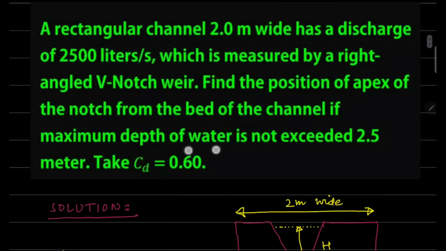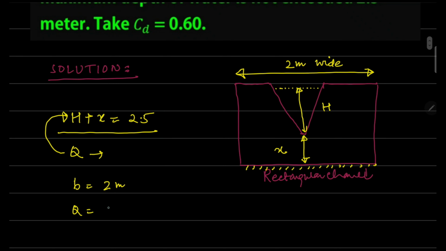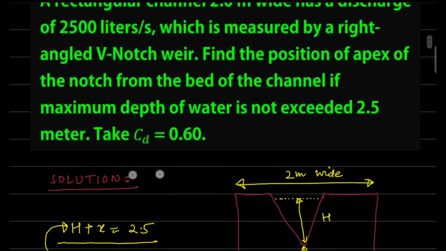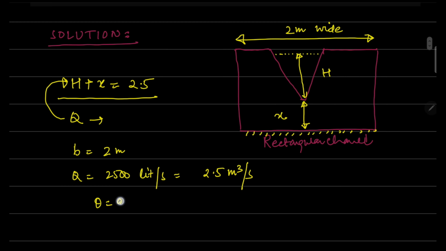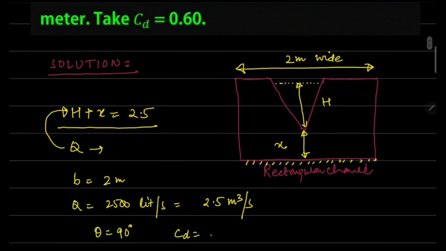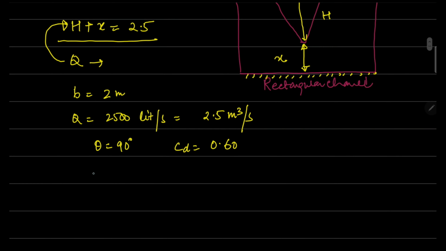The next thing it says is that it has a discharge of 2500 liters, so Q is equal to 2500 liters per second. That means 2.5 meter cube per second. Find the position. It is a right angle notch, so theta is equal to 90 degrees, and the CD value that is also given to us is 0.60.